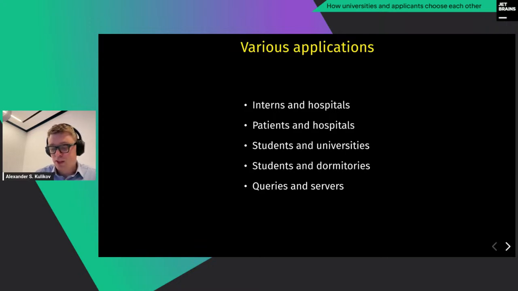Also, this algorithm has many applications, not only in matching students and universities, but in many other real-life scenarios. And some of them are listed here on the slide, and this is just the tip of an iceberg. So, for example, using this algorithm, you can also match interns to hospitals or patients to hospitals. You can also work with students and universities or dormitories and even queries and servers. Okay, so this algorithm has many applications in various real life scenarios.